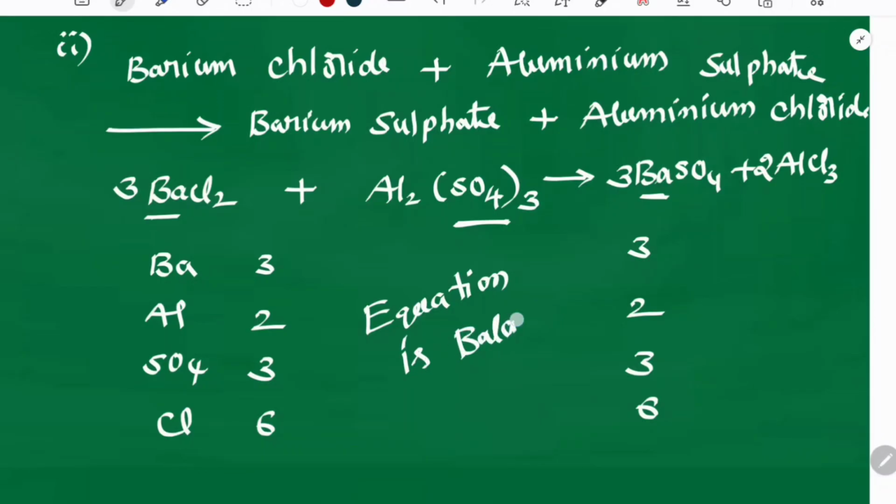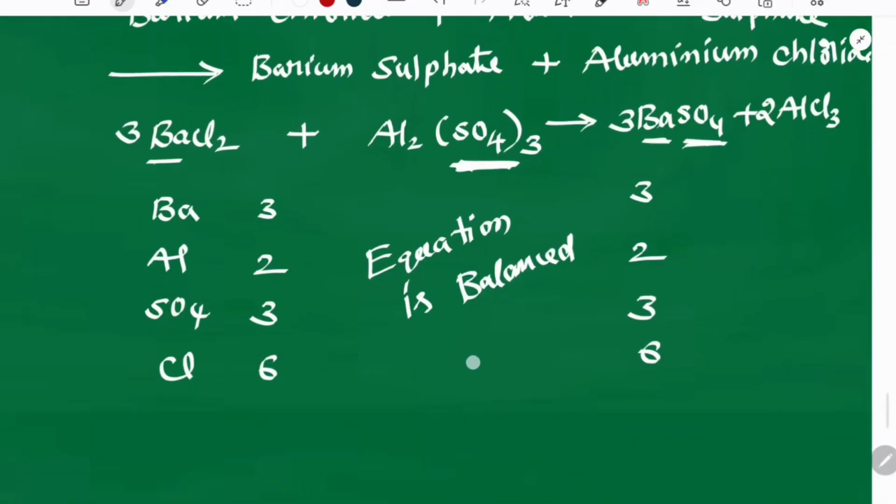Why am I taking sulfate here? Because it is a single ion. Here also sulfate ion, here also sulfate. That's why I am taking this sulfate ion as a unit. Is that clear? Any doubt in that? I hope no doubt. Okay. Next, going to the third question.